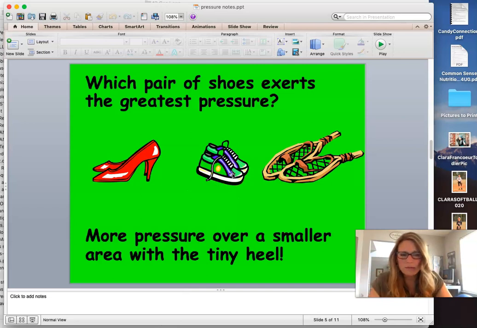You have all kinds of different shapes and sizes of shoes. Some fit your foot good, some don't. But this one, if you look at it, is going to make a hole in one spot in the ground. This one is not. And yet we have over here a pair of snowshoes.